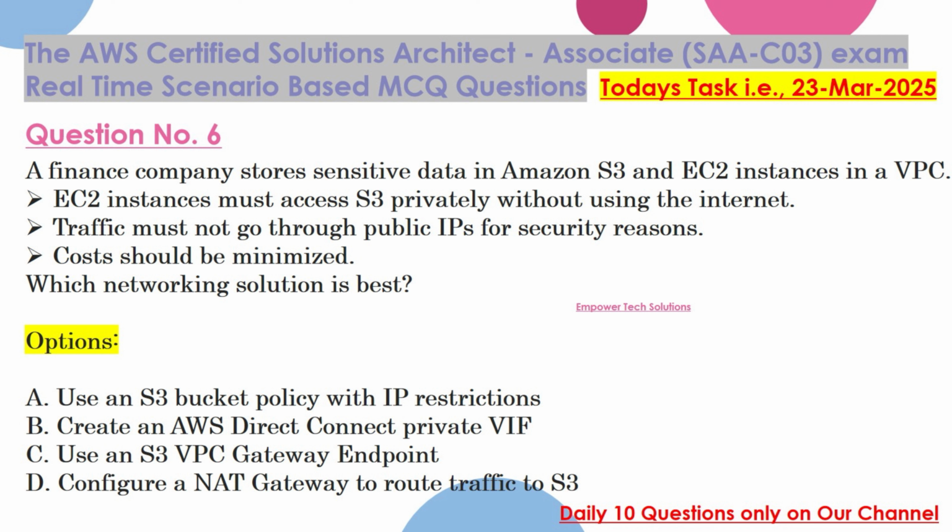Options: A. Use an S3 bucket policy with IP restrictions. B. Create an AWS Direct Connect private VIF. C. Use an S3 VPC gateway endpoint. D. Configure a NAT gateway to route traffic to S3.